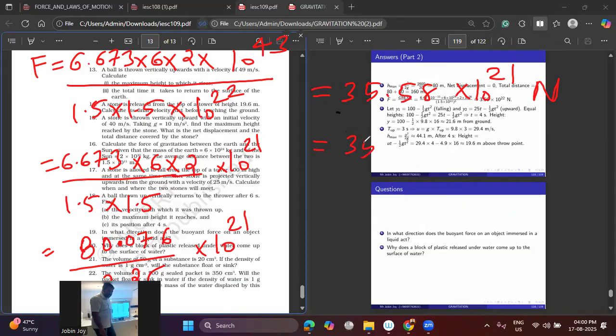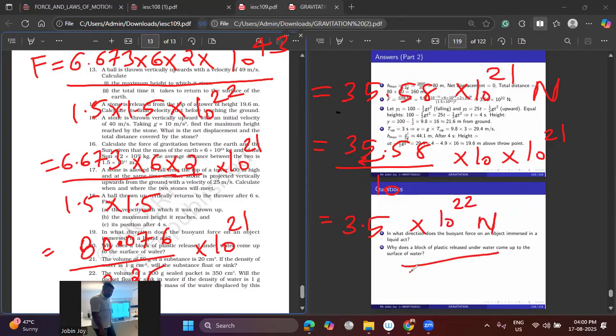Or I can write 35.58, I'm dividing this by 10, into 10 raised to 21. So when I divide 35.58 by 10, the decimal will be shifted to the left side by one digit. So that means 3.5 into 10 raised to 21 into 10, that means 10 raised to 22 Newton. So the answer is 3.5 into 10 raised to 22 Newton. That is the answer.